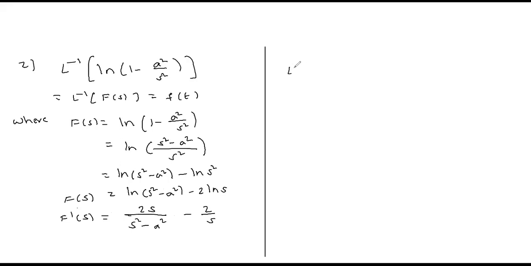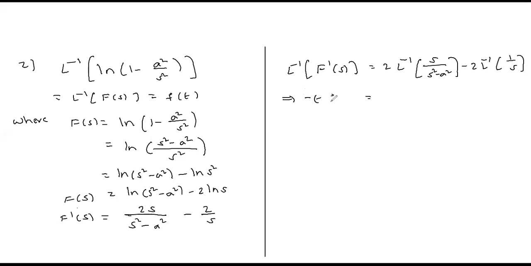So apply L inverse on both sides. L inverse of f dash of s is, with 2 as a constant outside, using linearity, 2 times L inverse of s by s square minus a square minus 2 times L inverse of 1 by s. But L inverse of f dash of s is minus t f of t. 2 times L inverse of s by s square minus a square is 2 cosh at, minus 2 into 1, since L inverse of 1 by s is 1.